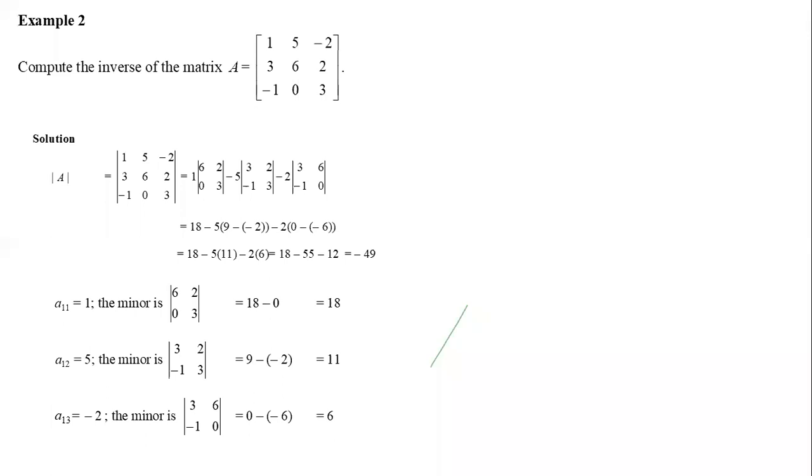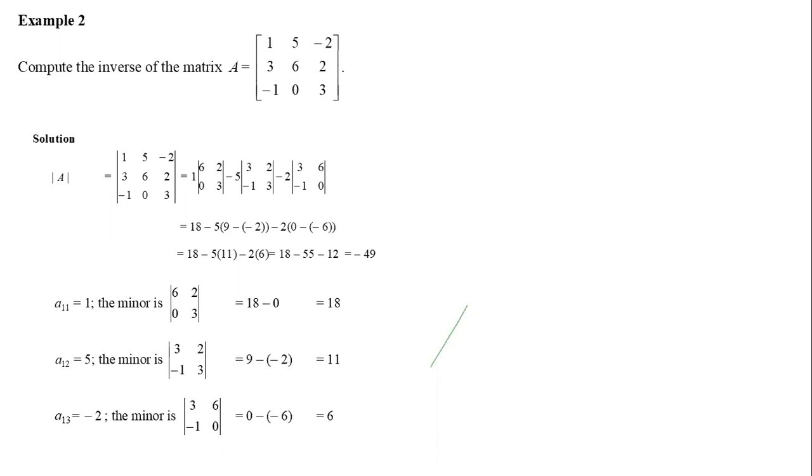The minor of the first one, A11, is 18. The minor of the second one, A12, is 5. And the minor of the third one, A13, is 6. Now, that is the first row. We have gotten the minor for all the elements of the first row. Now, let's go to the second row.